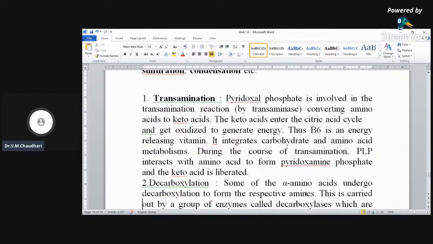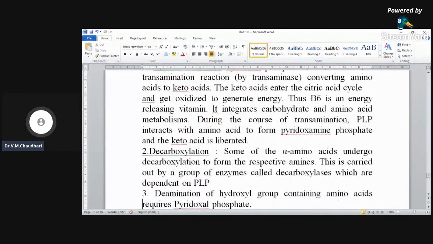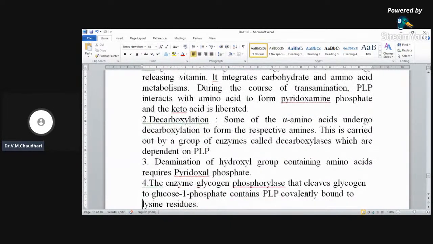Then the next reaction is decarboxylation. The third reaction is the deamination of hydroxyl group containing amino acids, which requires pyridoxal phosphate. Then glycogen phosphorylase, the enzyme of carbohydrate metabolism, that is glycogen metabolism, cleaves glycogen to glucose 1 phosphate, which requires pyridoxal phosphate as one of the coenzymes.